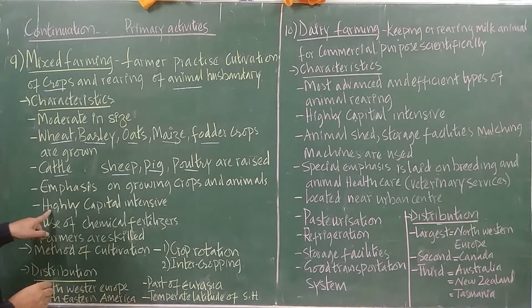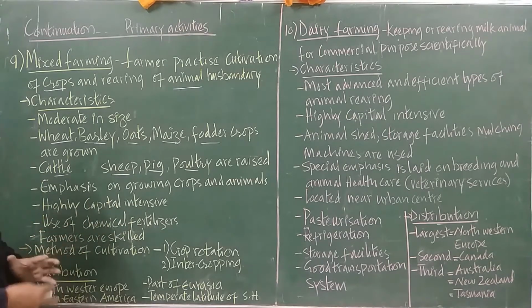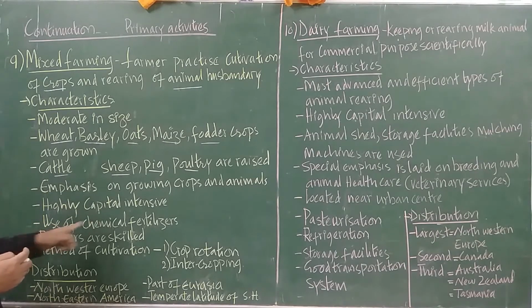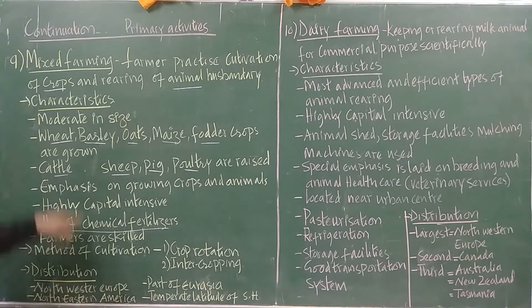Then it is highly capital intensive, with use of chemical fertilizers and green manure. The cultivation of crops is done with these. Farmers are skilled and specialized.